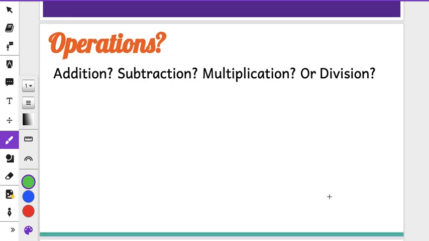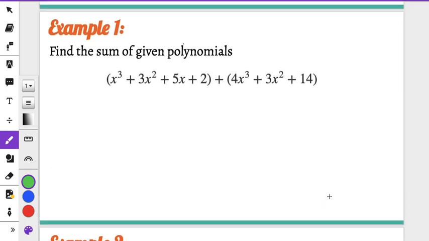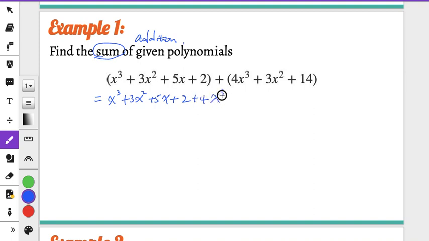So let's get started. The very first example, we are going to find the sum of polynomials. As you can see, the sum actually means addition, meaning we are adding polynomials. Even though we see two parentheses, basically meaning two polynomials here, since we are adding, the sign doesn't need to change. If you want, you can write them out without parentheses, or you can just skip this step, because we don't need to work on changing signs.